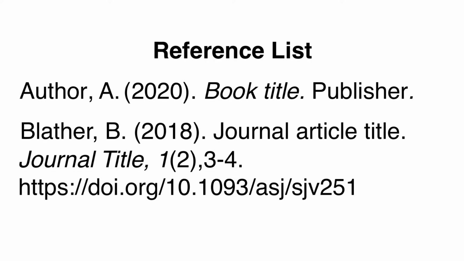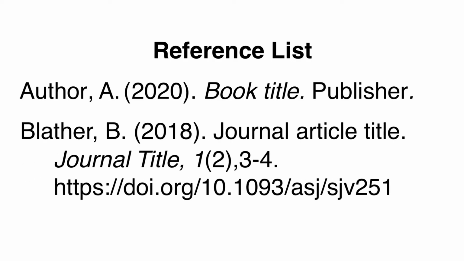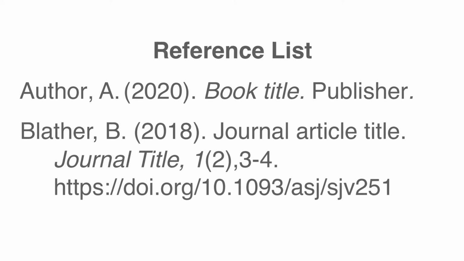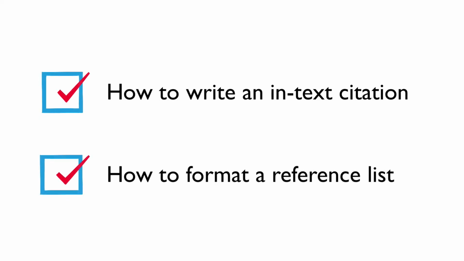To format your reference list, use a hanging indent. This makes it easy for your reader to find a reference using your in-text citation. In this video, we covered how to write an in-text citation and how to format a reference list. For more information on APA 7th style, visit the referencing pages on the library homepage.